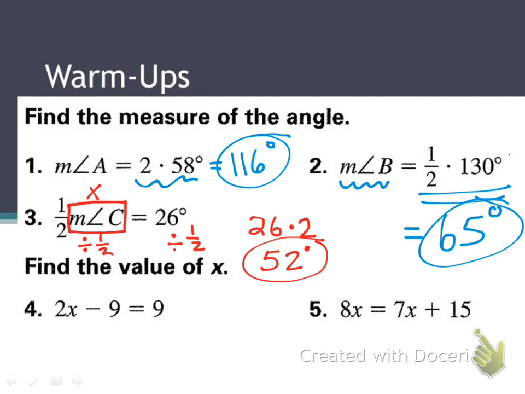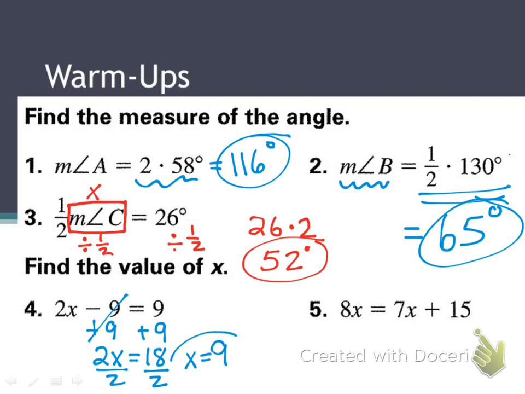Okay, the next 2 are just a review of how to solve equations. Number 4 is a 2-stepper. Where do I want to start? Yeah, you want to add the 9. Good. We undo adding and subtracting first. To undo subtracting 9, we add 9. That leaves me with 2x equals 18. Then what? Divide both sides by 2. And x equals 9.